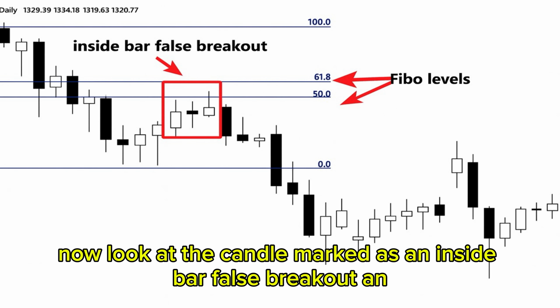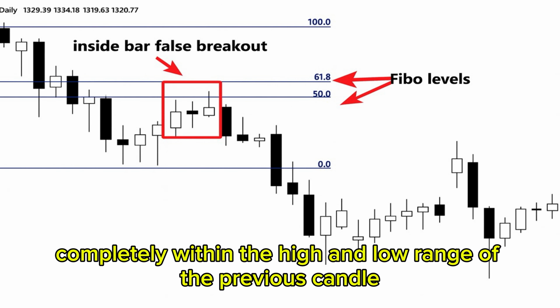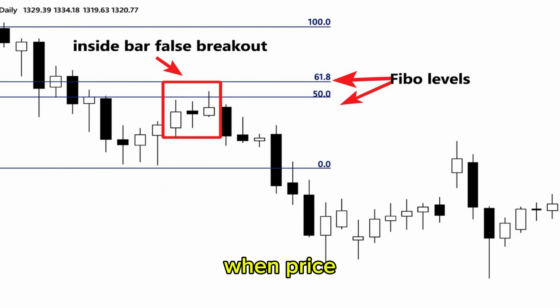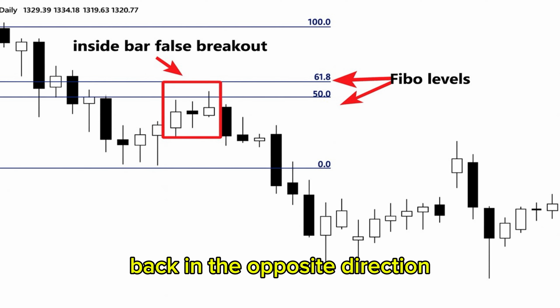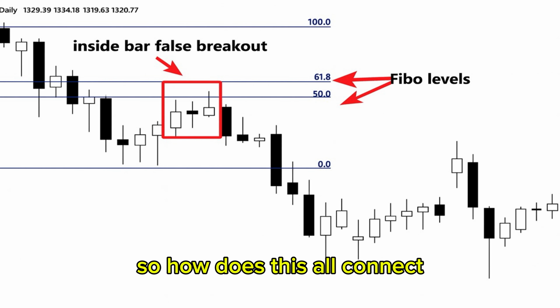Now, look at the candle marked as an inside bar false breakout. An inside bar is a candle that trades completely within the high and low range of the previous candle. It's a sign of consolidation and indecision. A false breakout occurs when price breaks out of this consolidation but then quickly reverses and moves back in the opposite direction. This is a classic trap for impatient traders. So, how does this all connect?